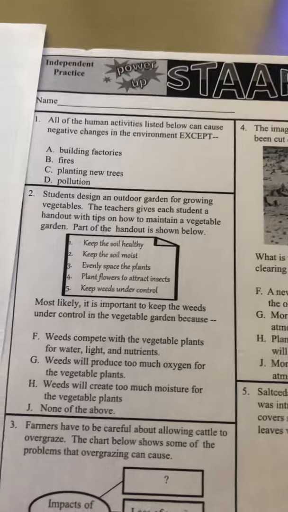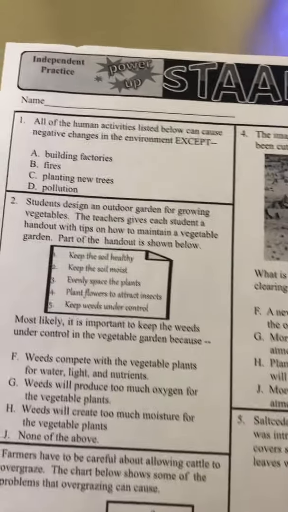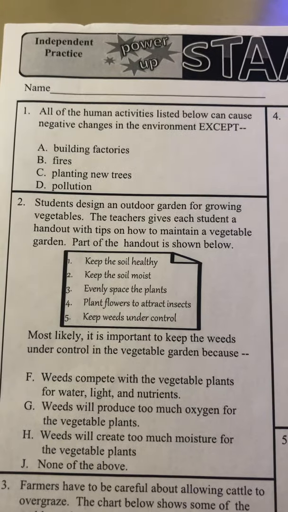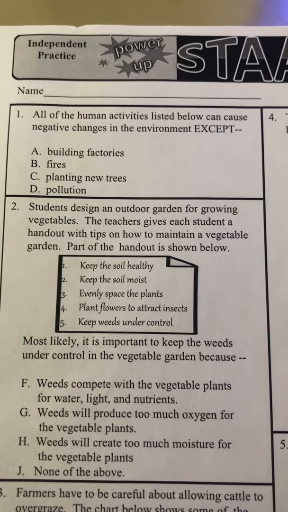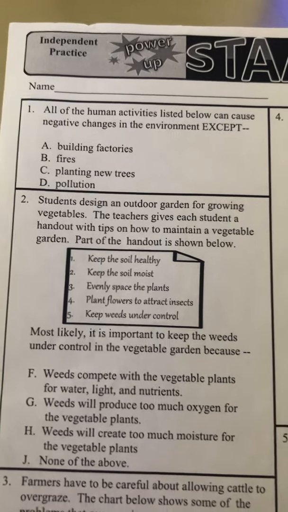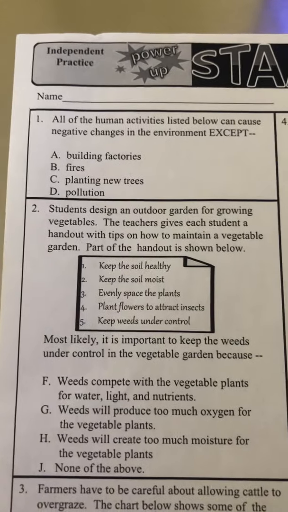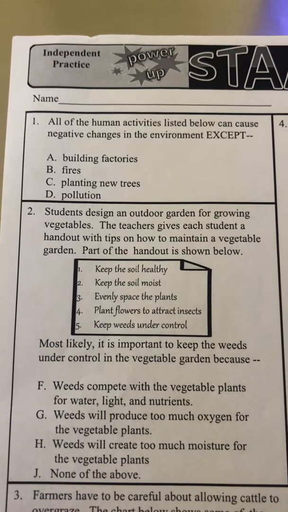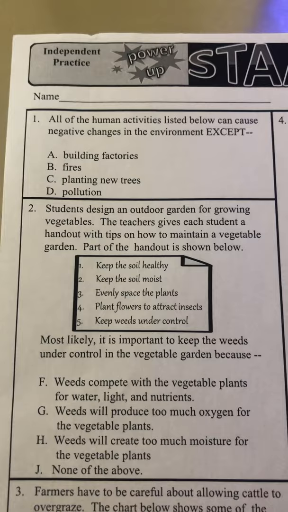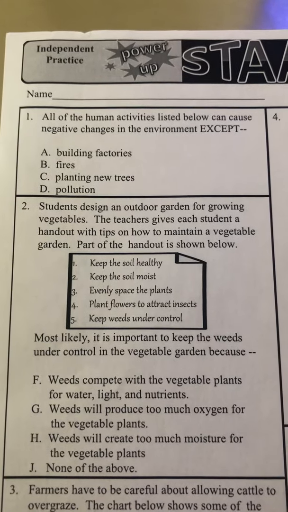Number 1. All of the human activities listed below can cause negative changes to the environment except A. Building factories. B. Fires. C. Planting new trees. D. Pollution.